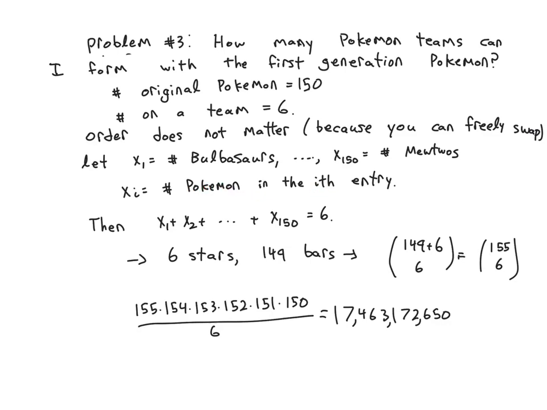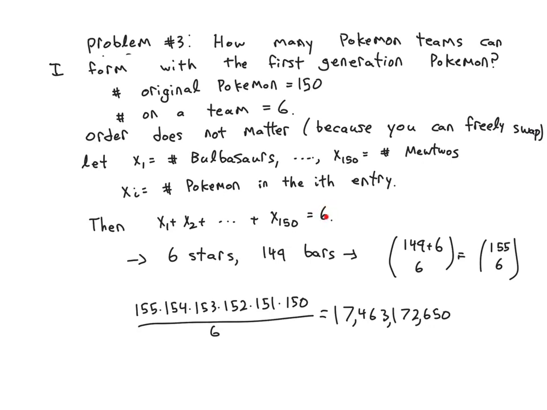In other words, if you've ever played Pokemon, each Pokemon species is given a unique number. And so the point is, your team is really a solution to the equation x1 plus ... plus x150 equals 6. So you have 150 variables. They're all non-negative integers, and they have to add to 6. Clearly, there's going to be a lot of zeros.